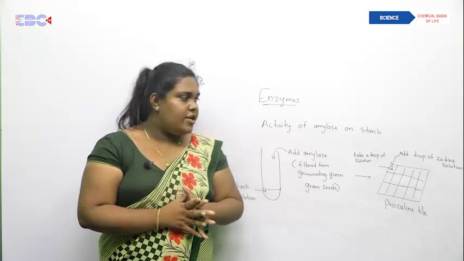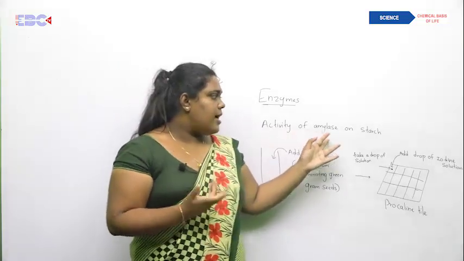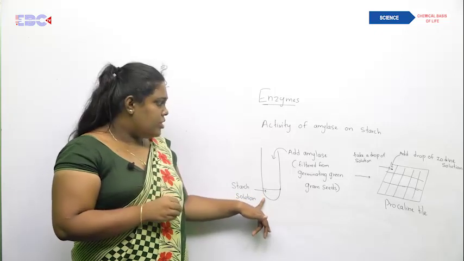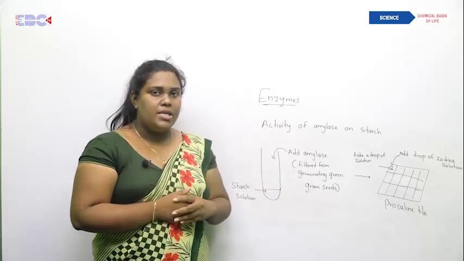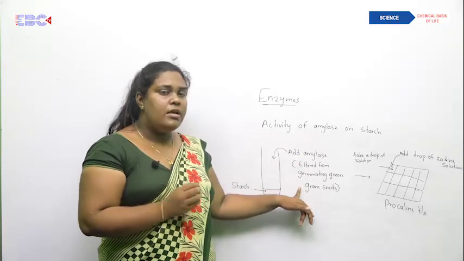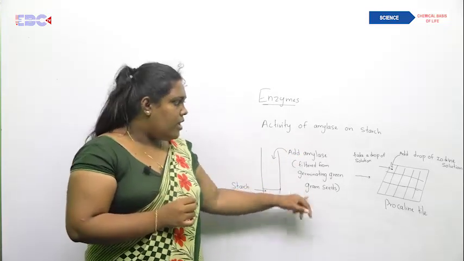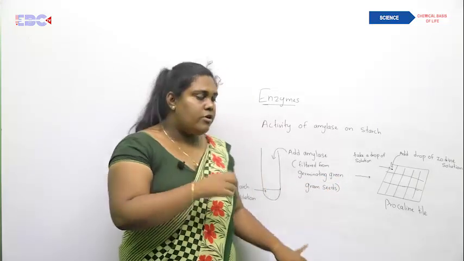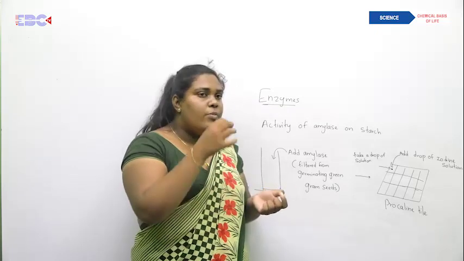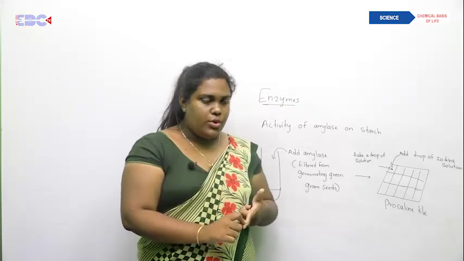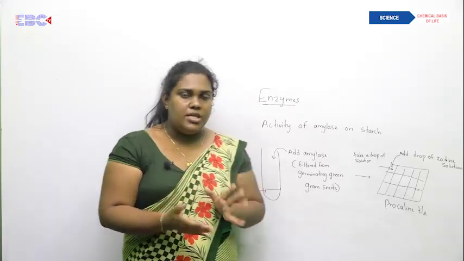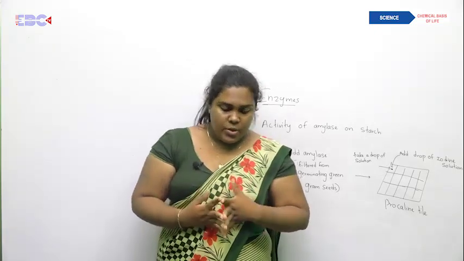So an activity on how amylase acts on starch, right? Here we take starch solution, right, and we add amylase solution. This amylase is extracted from germinating green gram seeds, right? Then we take a drop of this solution onto a porcelain tile, and we add a drop of iodine solution to this and see the color change. We do this at 2-minute intervals for 20 minutes, right?